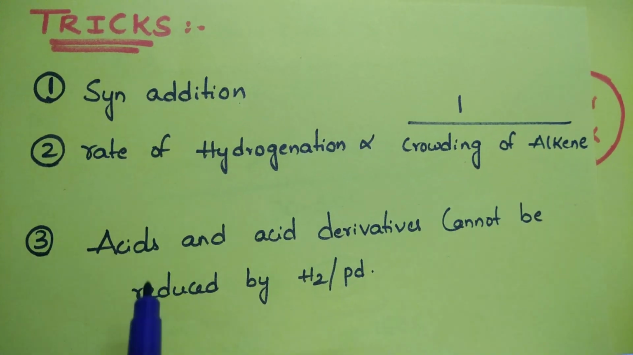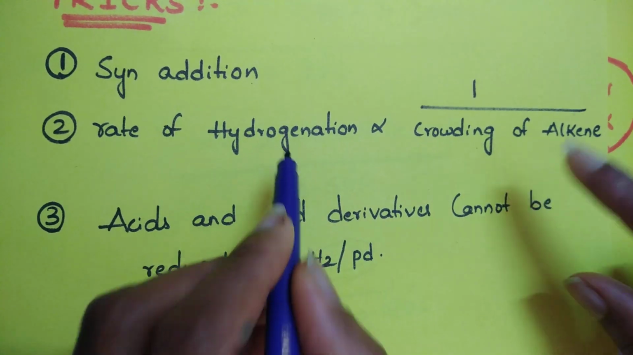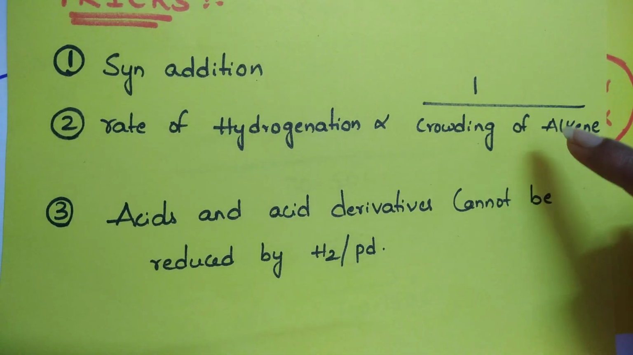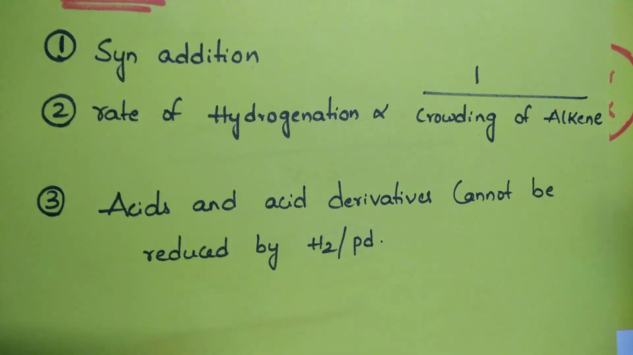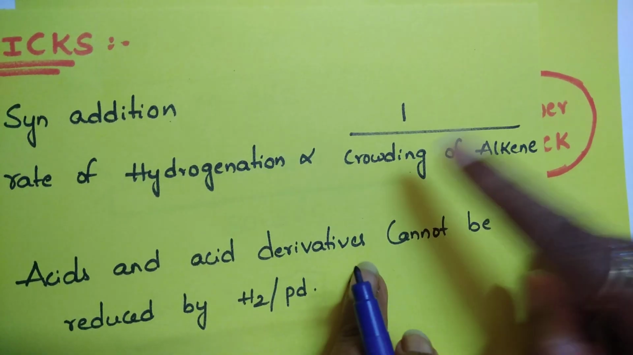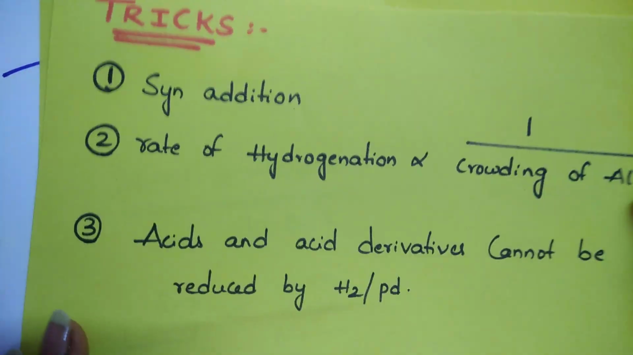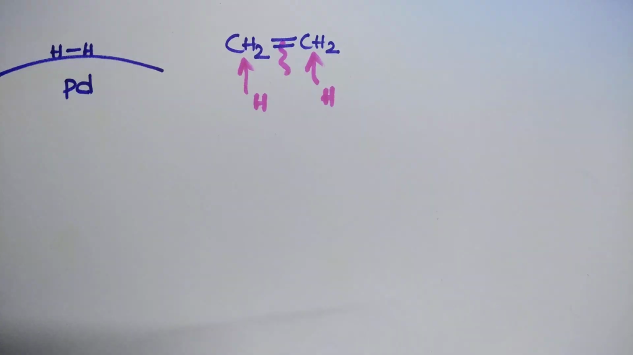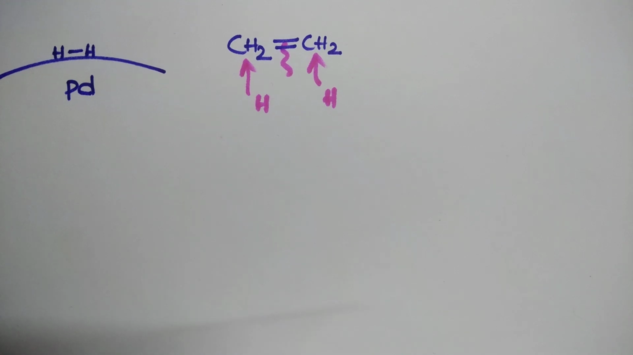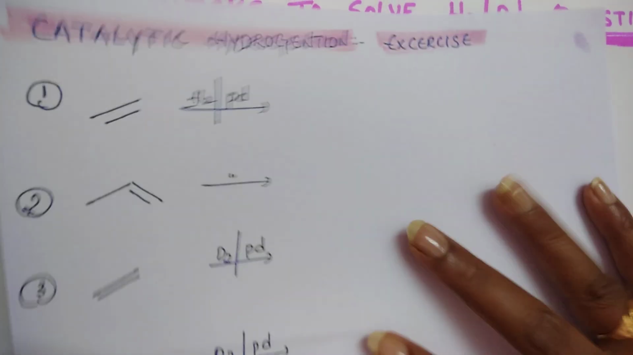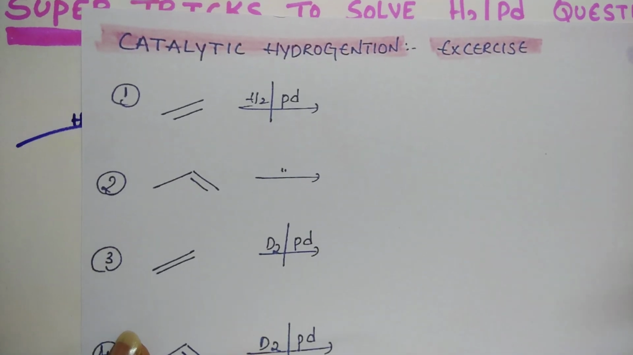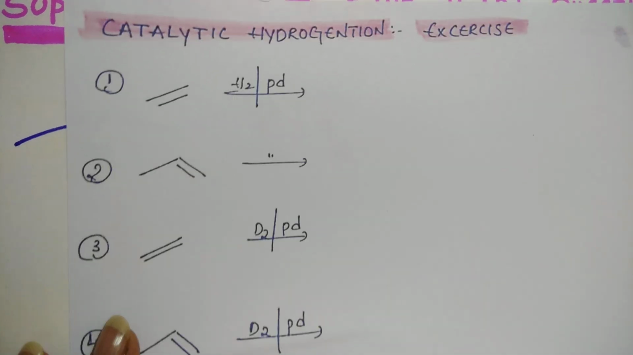Note this super trick: rate of hydrogenation is inversely proportional to the crowding of the alkene. If the crowding is more, the hydrogenation is less. Rate means speed. Okay, now let's start the sheet. When we are going, I'll tell you super techniques.